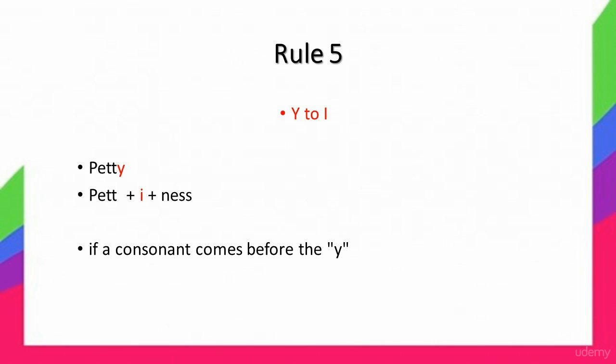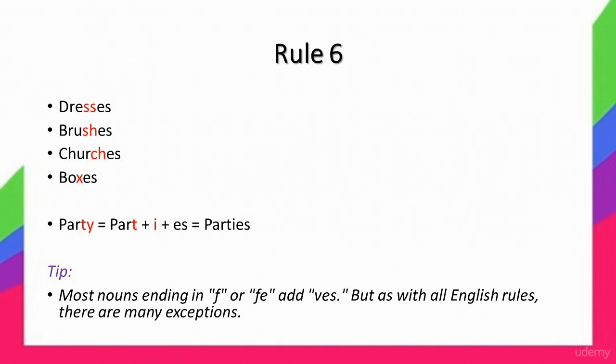Rule number 5. Know why. If you're adding an ending to a word that ends in a Y, only change the Y to an I if a consonant comes before the Y. For example, pettiness.